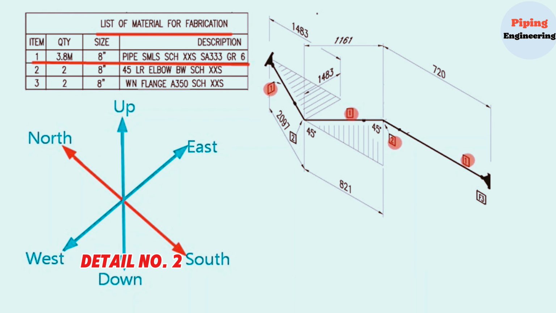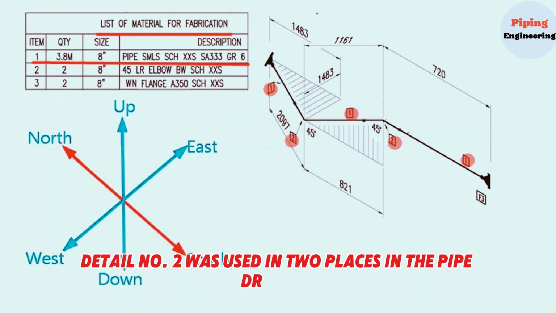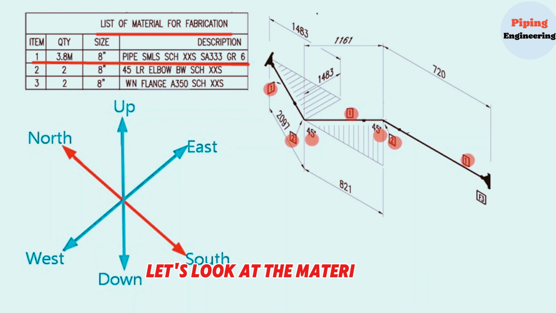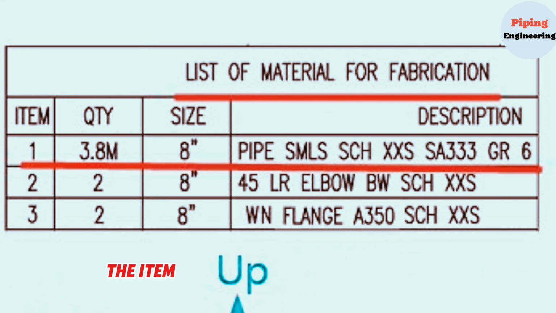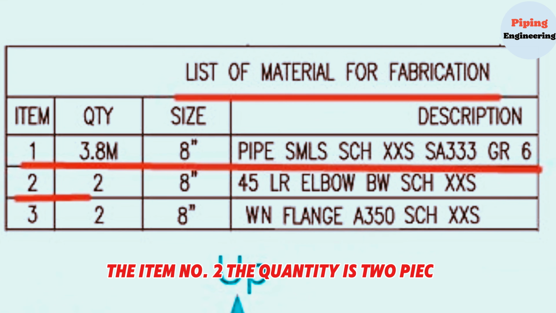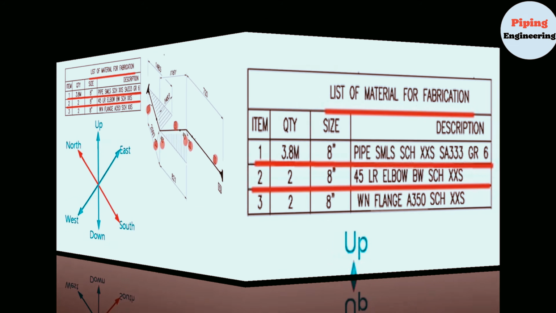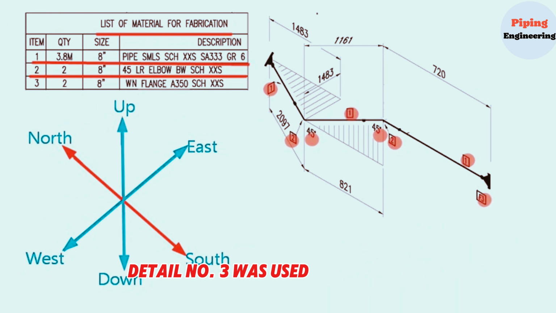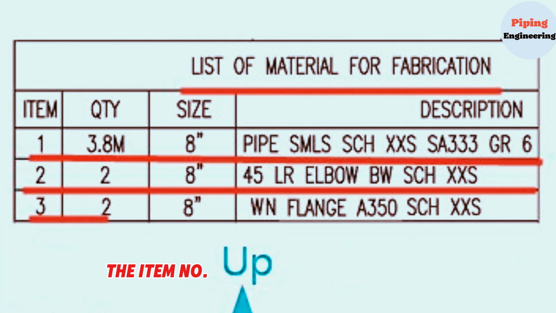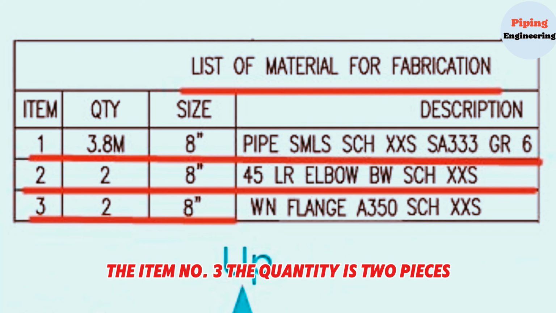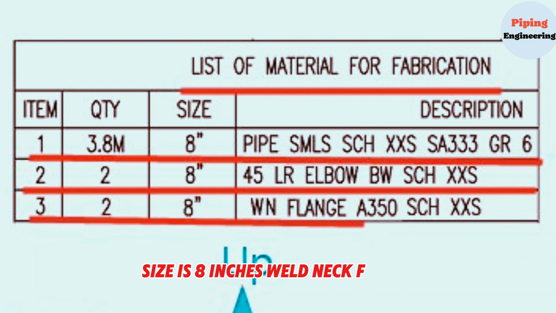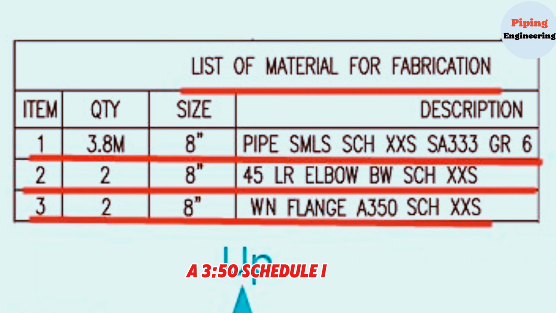Detail number 2 was used in 2 places in the pipe drawing. Let's look at the material list. Item number 2: the quantity is 2 pieces, size is 8 inches, 45 degree long radius elbow, schedule XXS. Detail number 3 was used in 2 places also in the pipe drawing. Let's look at the material list. Item number 3: the quantity is 2 pieces, size is 8 inches, weld neck flange, A350, schedule XXS.